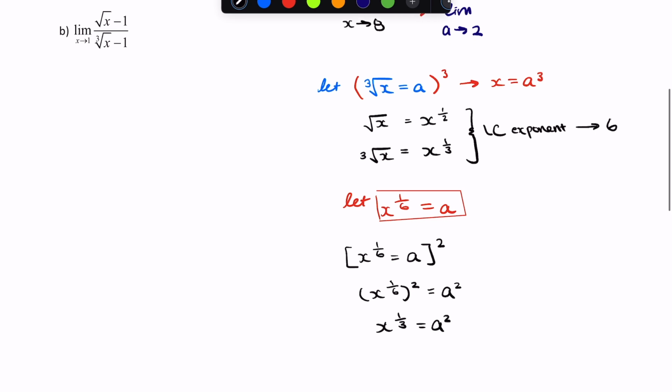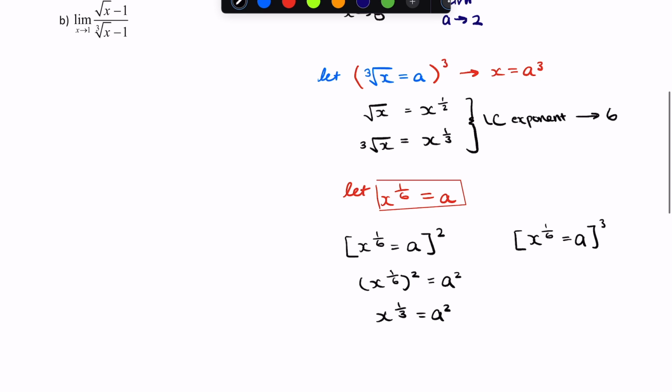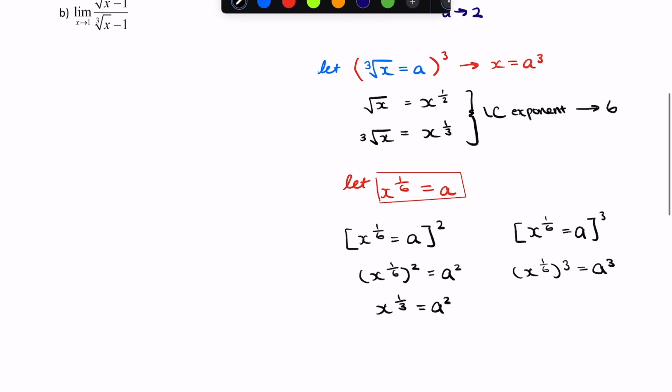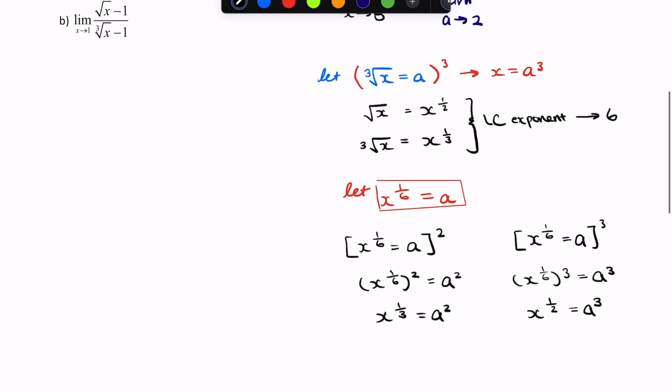If we do the same thing when we cube it, so here we have x to the power of 1 over 6 is equal to a, and let's cube all of that. We get x to the power of 1 over 6 to the power of 3 is equal to a cubed, and therefore x to the power of 1 over 2 is equal to a cubed. Okay, so based on all of that, now we can sub in this new equation here.